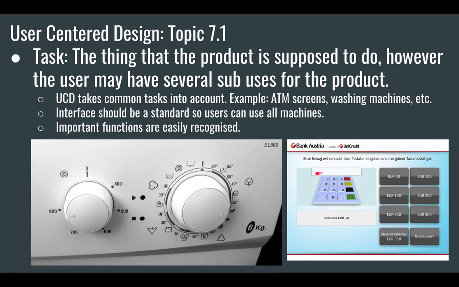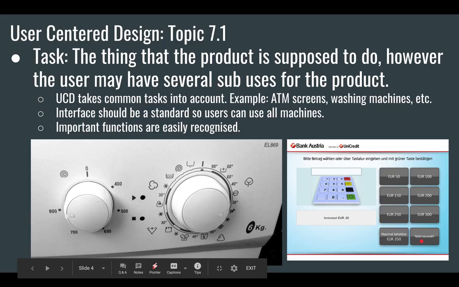And, you know, I can type in the exact amount that I want here and push, I guess, enter. I'm guessing that means enter, right? So it's pretty standard, and it's pretty easy to understand how to use an ATM machine all over the world, even if you don't speak the language.